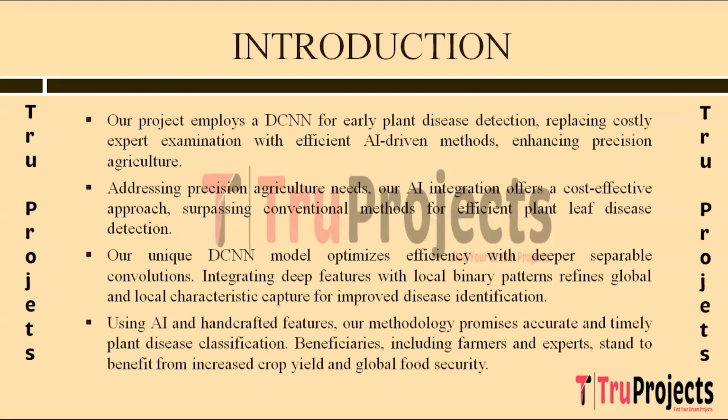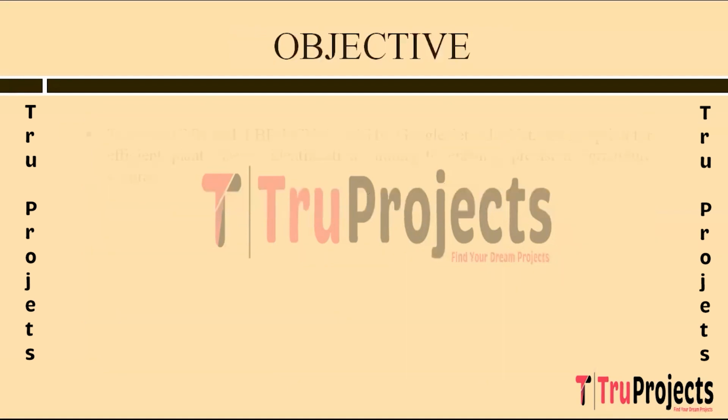So, the project's methodology combines advanced AI with handcrafted features for improved plant disease classification. The beneficiaries include farmers, agricultural experts, and the global population, promising more accurate and timely disease identification for increased crop yield and food security.